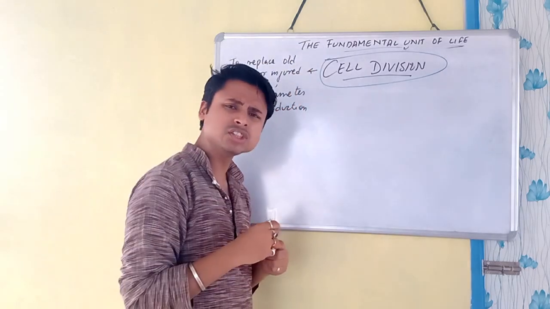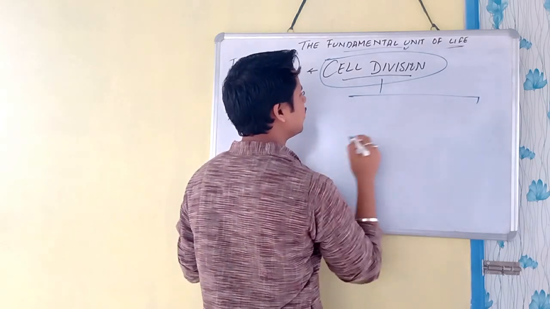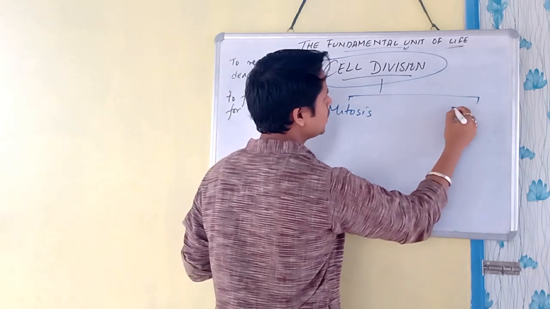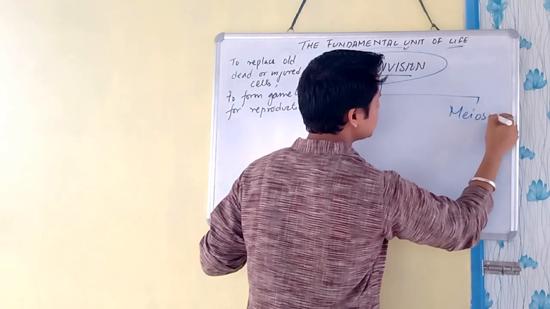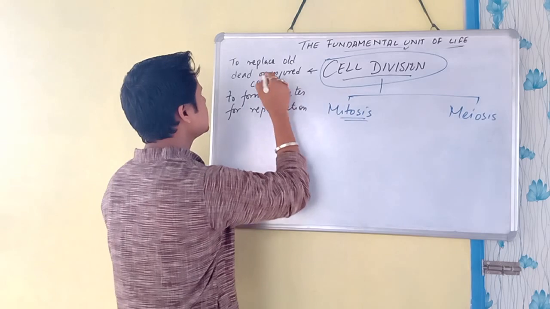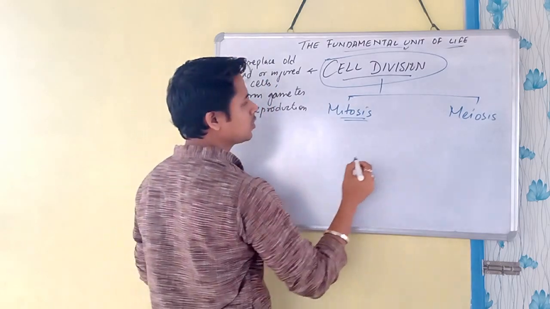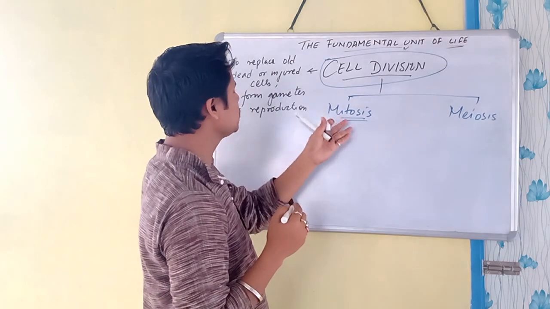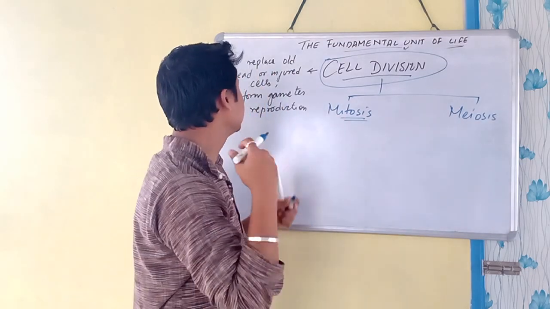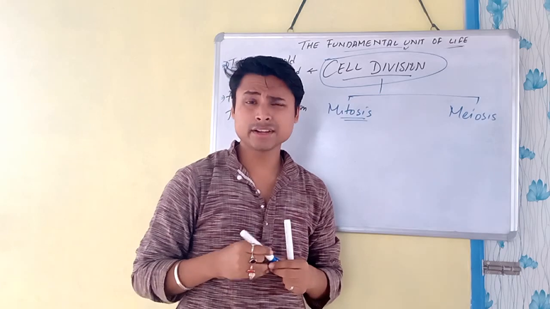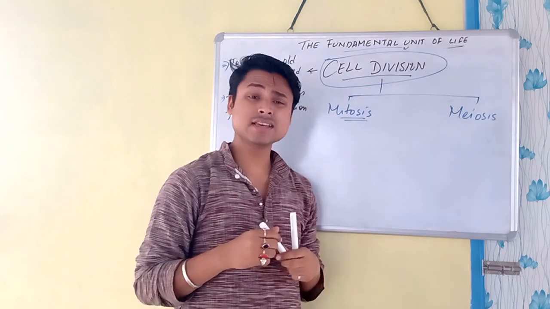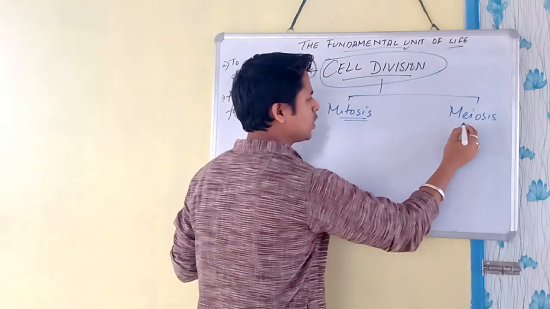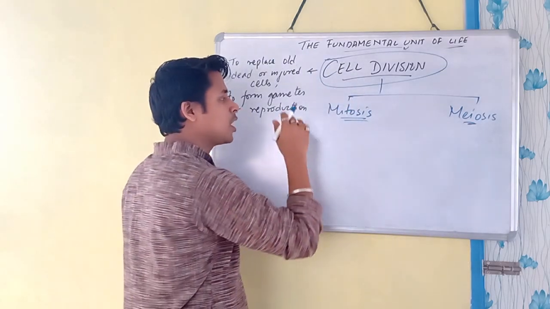Now, cell division is of two types, right? One we call mitosis, another we call meiosis, right? So mitosis is this one, right? And meiosis is for this one. So due to mitosis, it replaces the old, dead or injured cell in the body, and meiosis is the formation of the gametes. In mitosis what happens and in meiosis what happens, we will see.